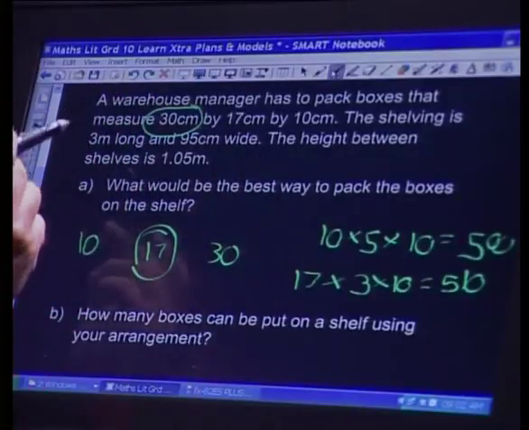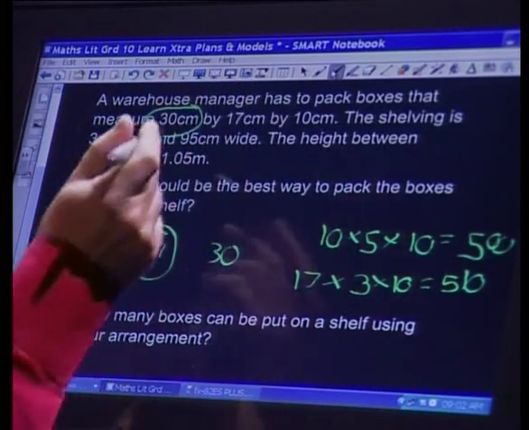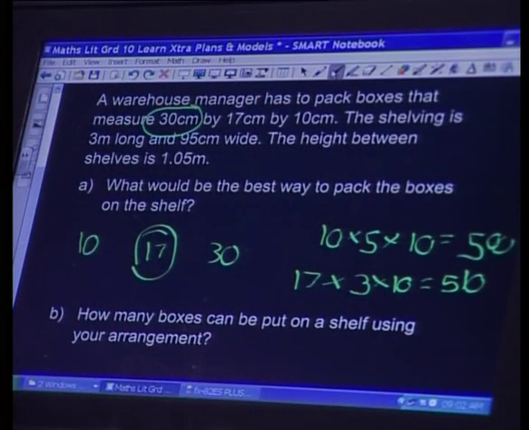Don't assume that just because it says 30 centimeters, that means I must fit the 30 along the 3 meters, the 17 along the 95 centimeters, and the 10 along the 1.05. It may be better in terms of arrangements to fit the 30 along the 95 centimeters part of the shelf, the 17 along the 3 meters, and the 10 along the 1.05.